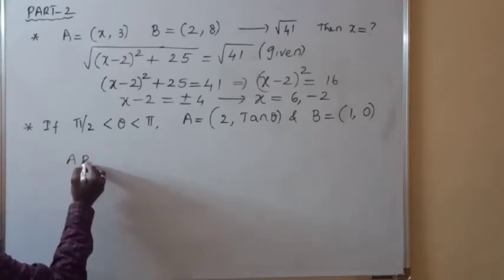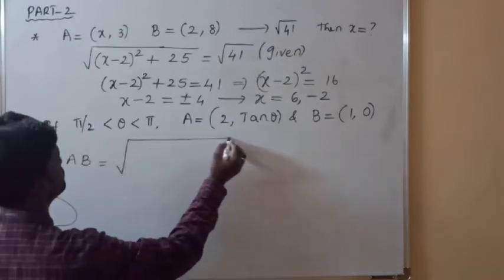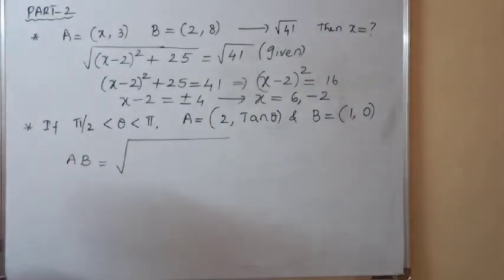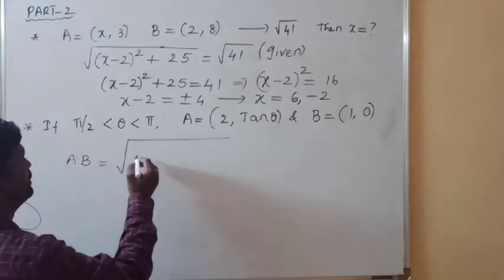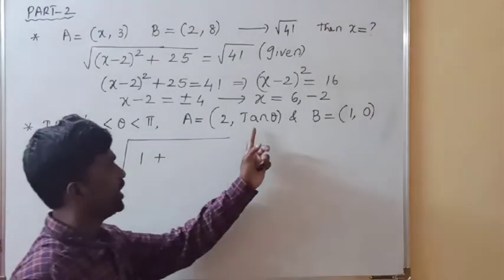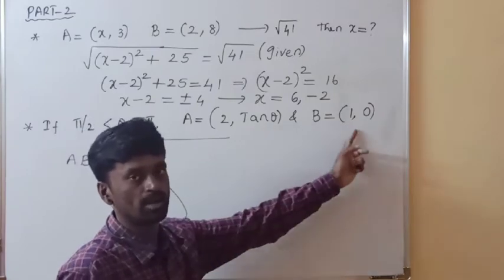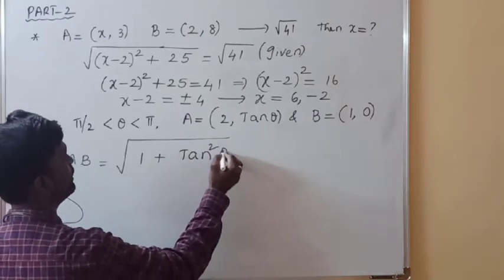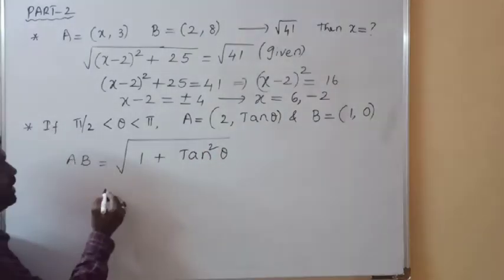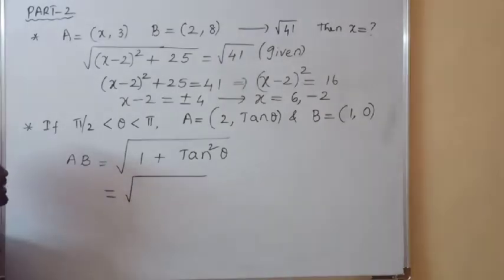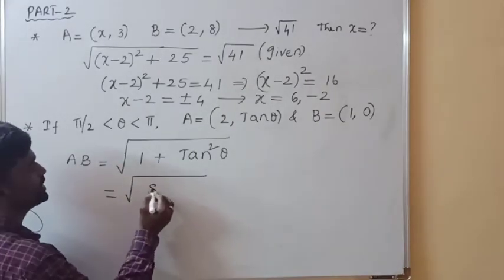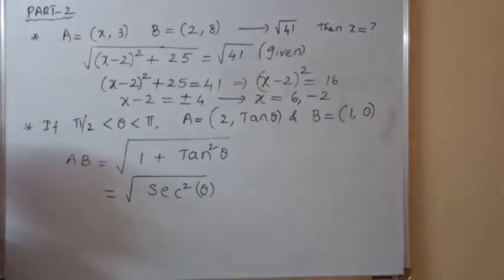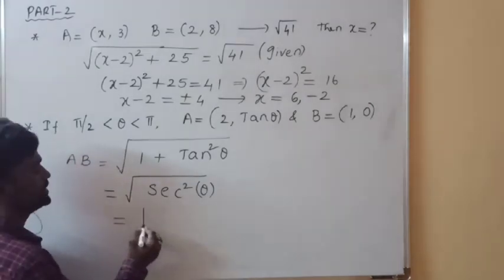What do you get? AB is equal to square root of (x2 minus x1) whole square, that is (2 minus 1) whole square, which is nothing but 1, plus (y2 minus y1) whole square, that is (tan theta minus 0) whole square, which is the same as tan square theta. Correct? So root of 1 plus tan square theta. 1 plus tan square theta is equal to secant square theta. So don't write root of secant square theta as secant theta. You have to write mod secant theta.